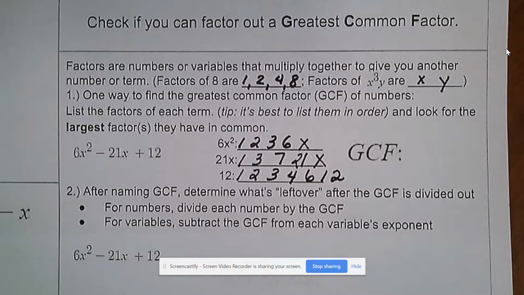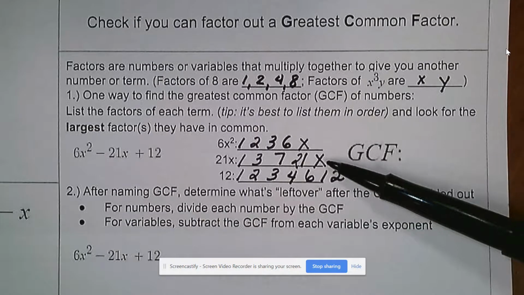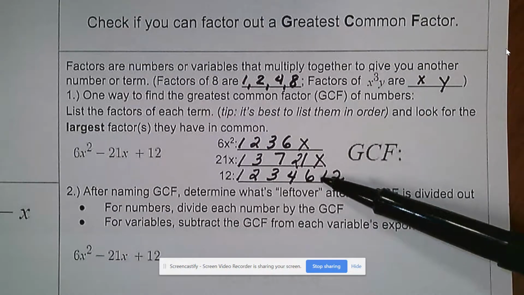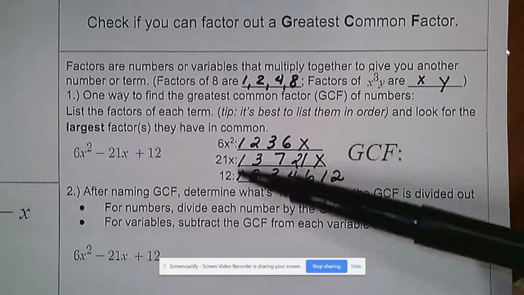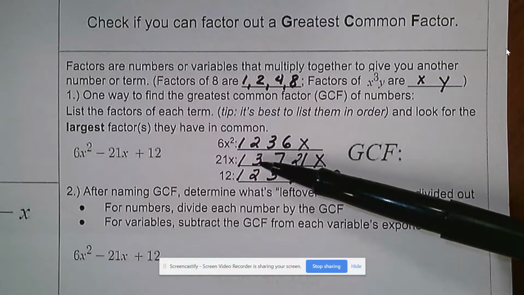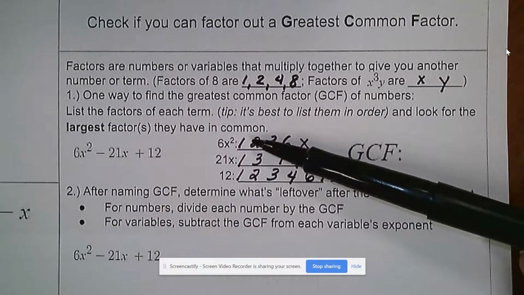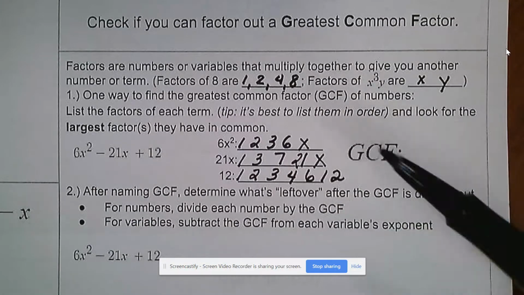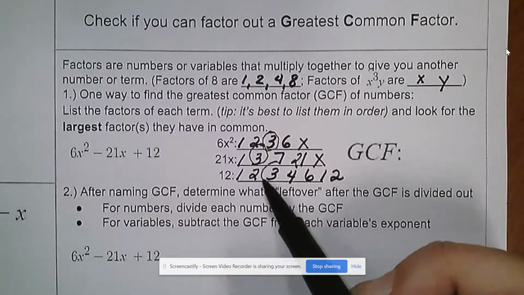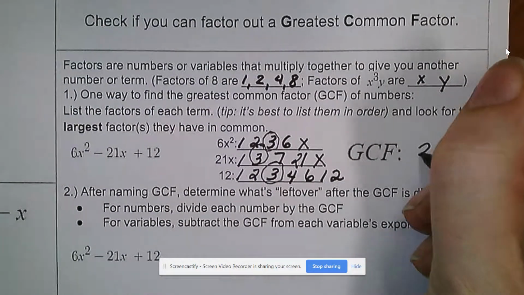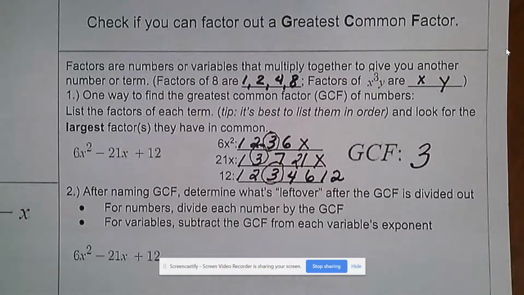And now I'm looking for what they all have in common. So you might have noticed that these two have x's, but they don't have them in common with the third one. So I can't pull that out as a greatest common factor. They have 1s and they don't even have 2s in common. I need to pull out the greatest common factor. And you may have noticed the greatest common factor is 3. And that's it. They don't have a variable in common with all 3 of these.